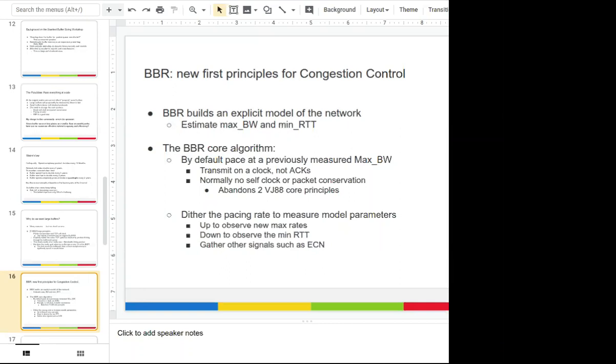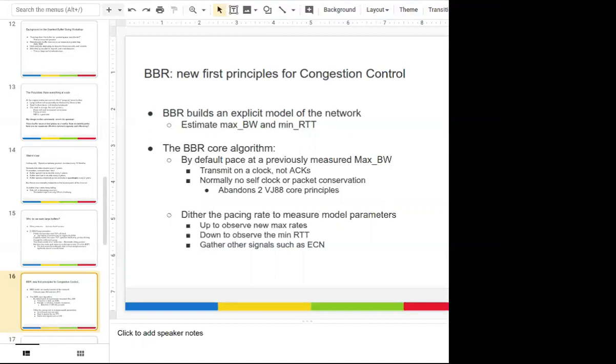It's not self-clocked. It doesn't do packet conservation by default. It abandons these two core Van Jacobson principles. I should say that this was actually largely designed by Van Jacobson. So Van Jacobson is undoing his work from 30 years ago. And the way you get the models is you vary the pacing rate to observe whether or not you actually understand what the network is doing.